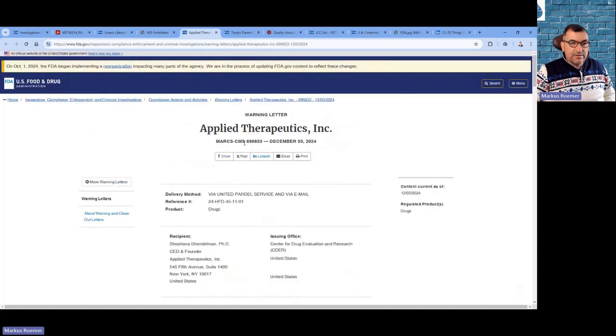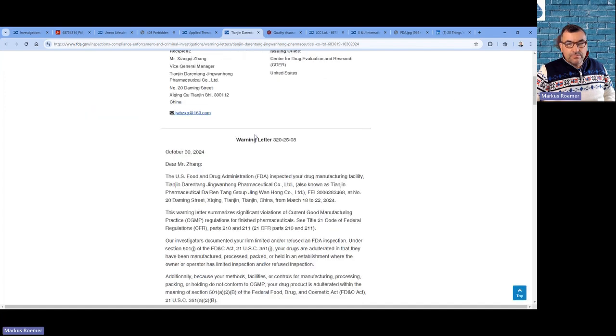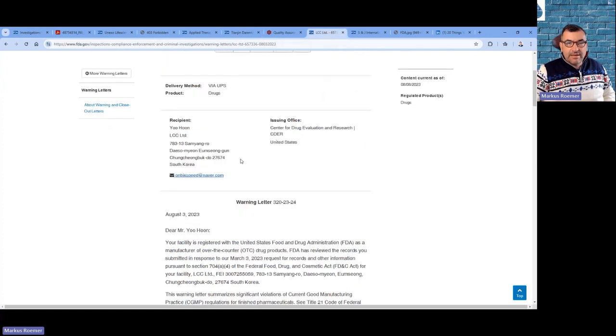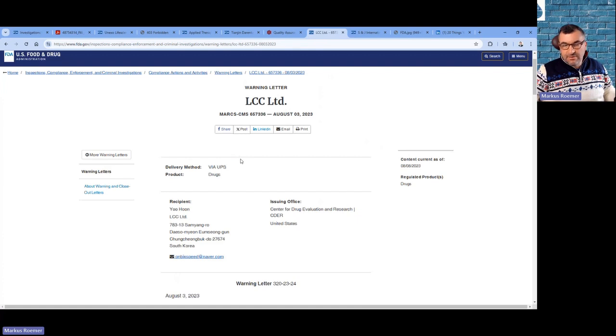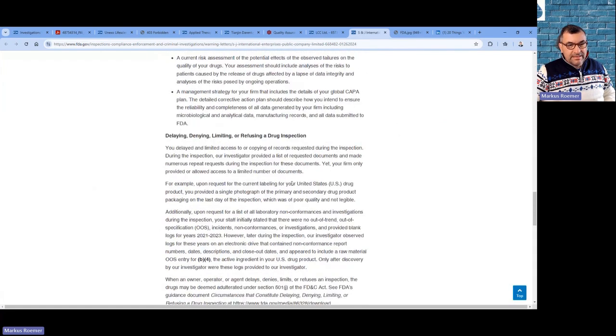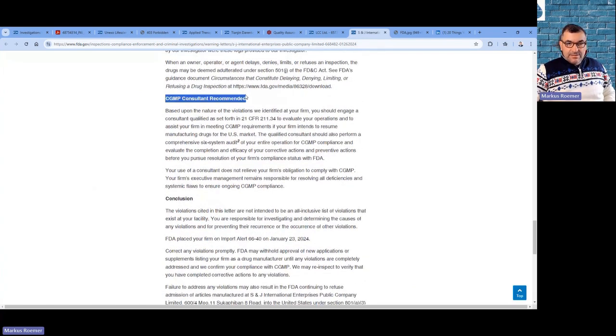Even from a management point of view, it's not fair to send people into an inspection if you know that they will not make it, or if you don't know it, then you are the wrong manager. Very simple. I think that here we have a lot of management problems and the setup of the companies and so on. That's really terrible. Things like this, delaying, denying, limiting, or refusing a drug inspection. And often a CGMP consultant is recommended.